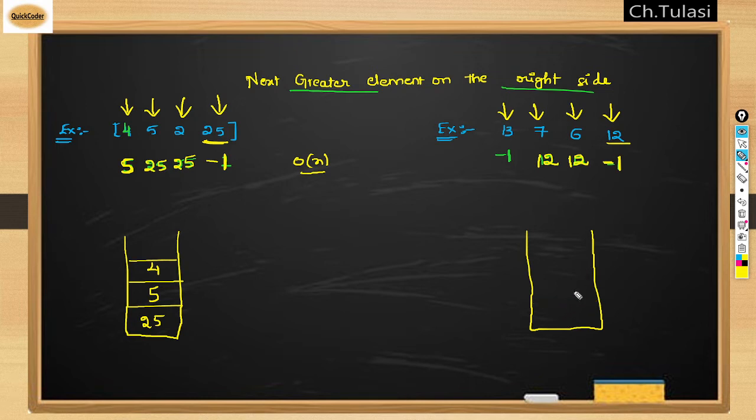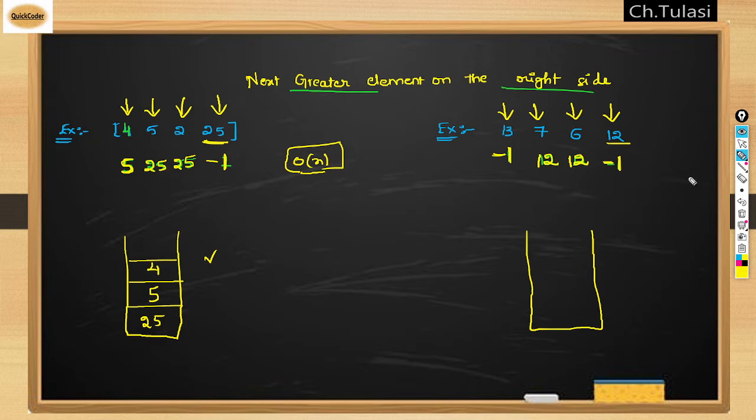Again pop it. Now again I will check, and nothing is there. So if the stack is empty, then we just print -1. So this is the simple solution which actually takes additional space but only O of n time complexity.